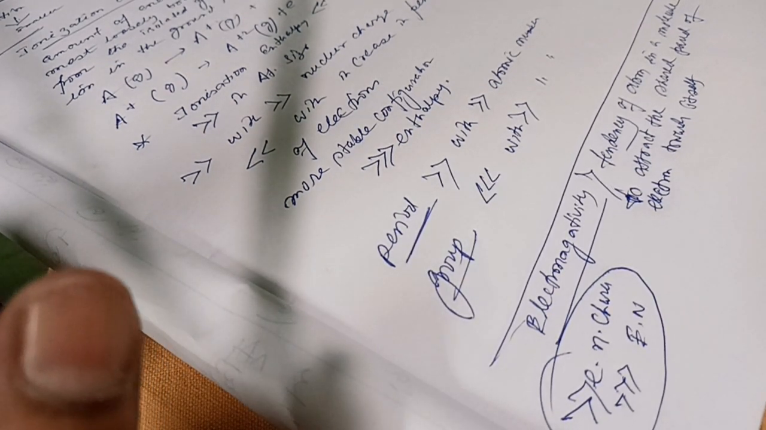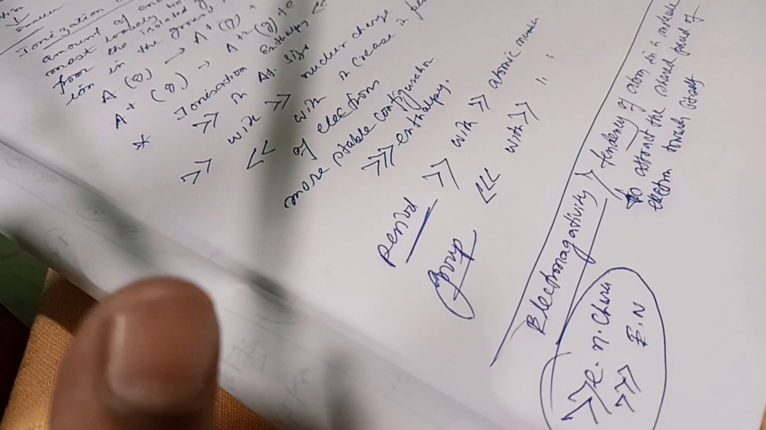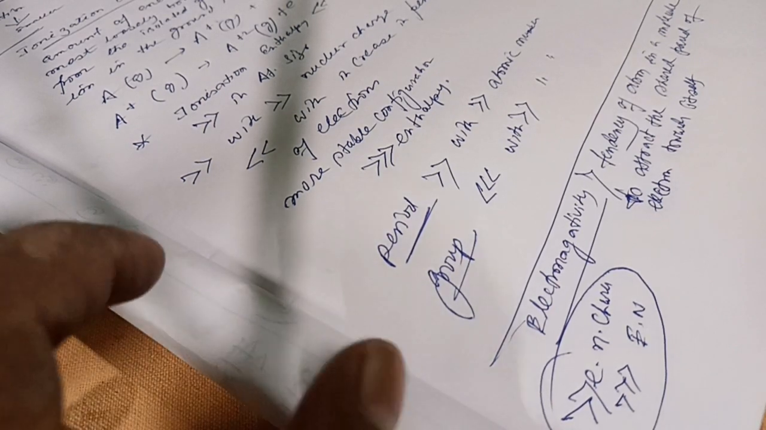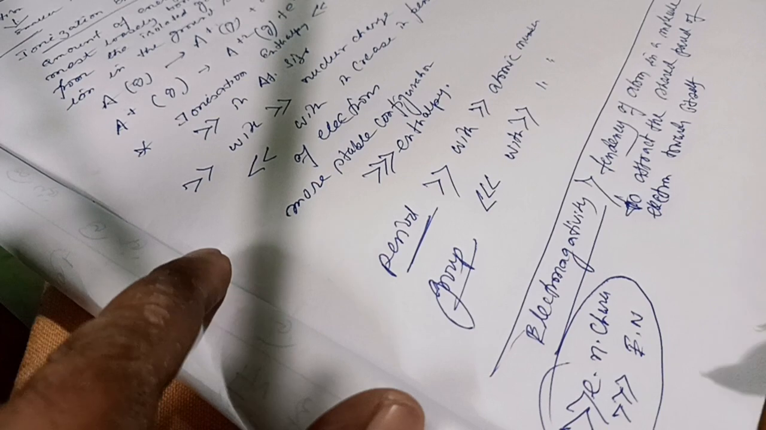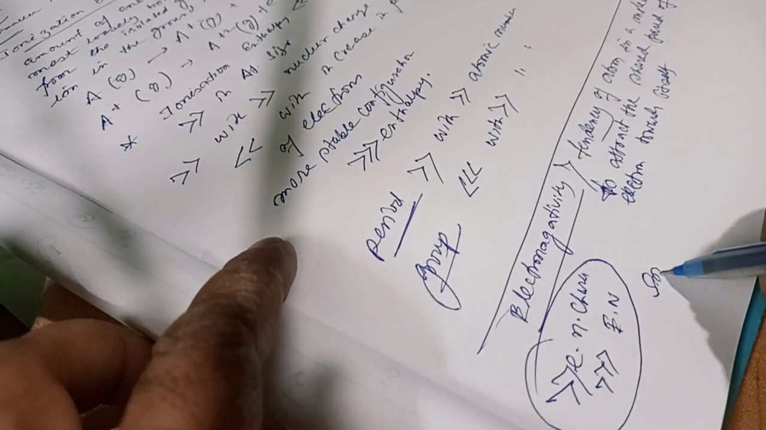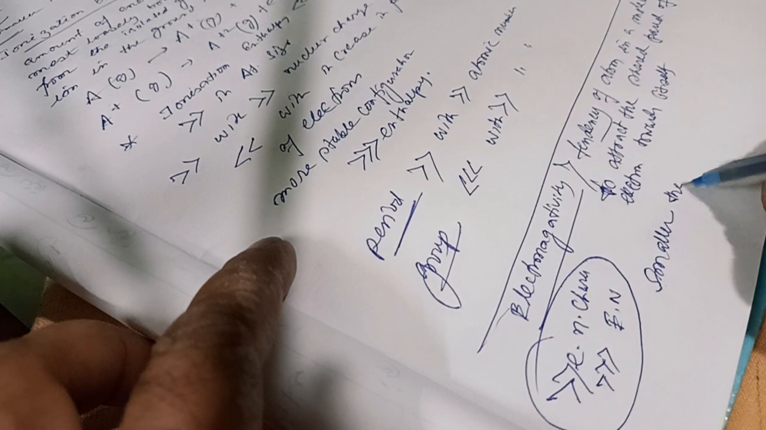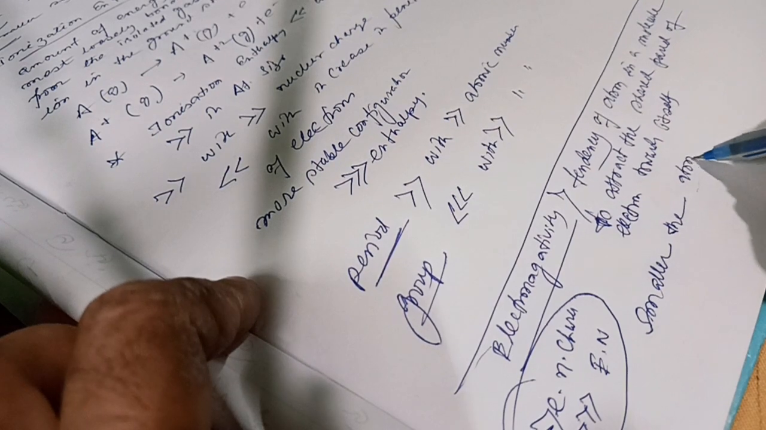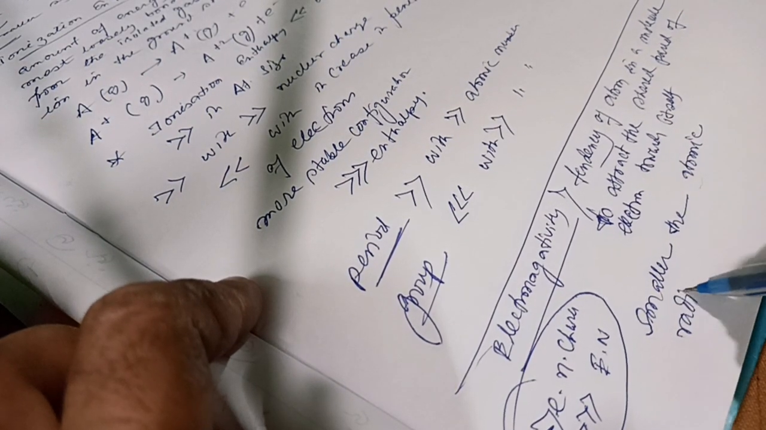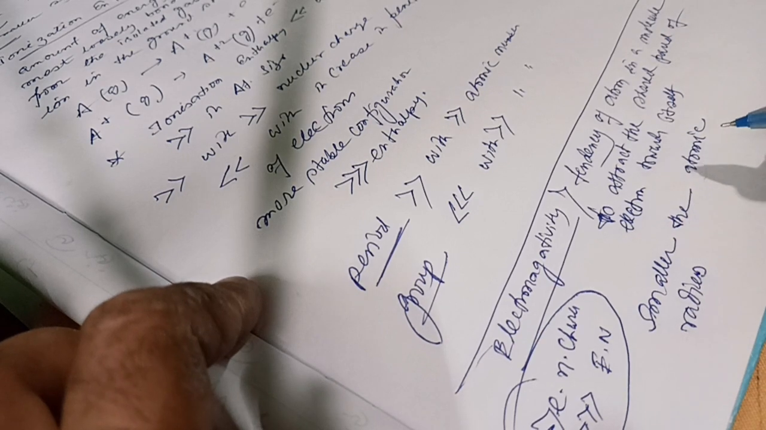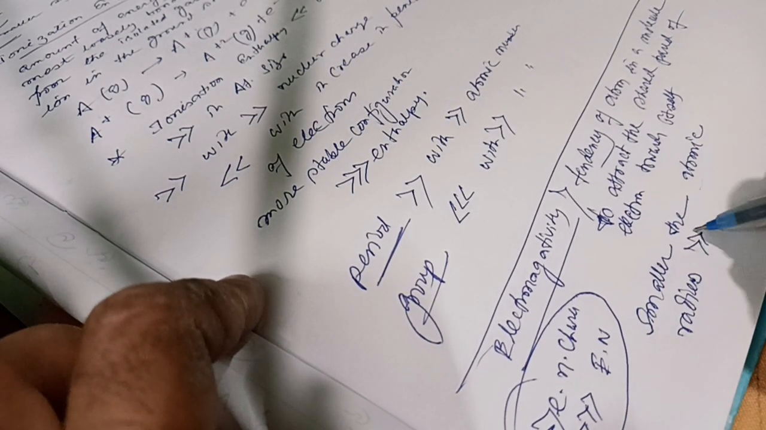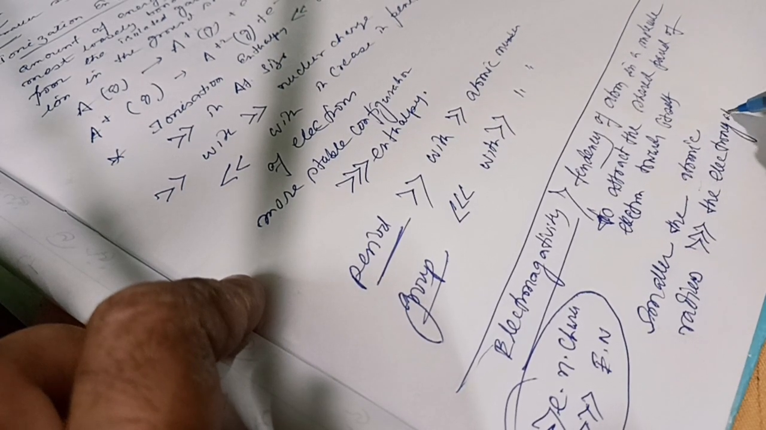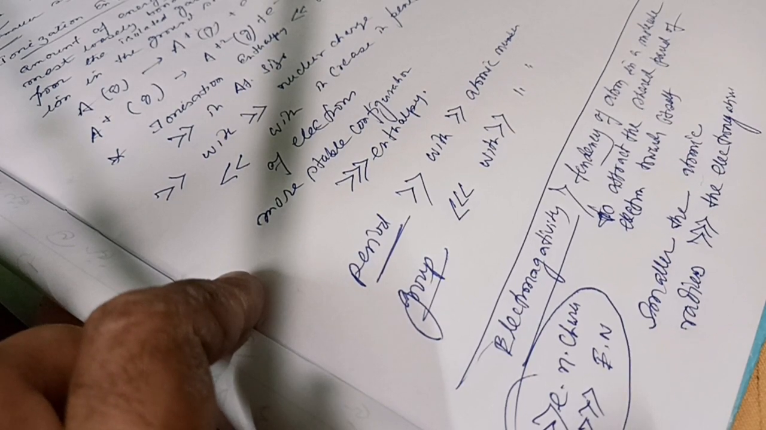Greater the effective nuclear charge, greater is the electronegativity. And vice versa, smaller the atomic radius, greater is the electronegativity.